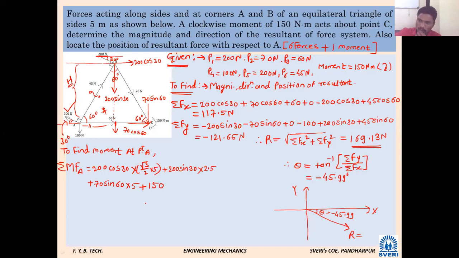Is it necessary to multiply by some distance? No, sir. It is not necessary. Already it is given. Calculate this. I hope you have understood this. Calculate this value very carefully.